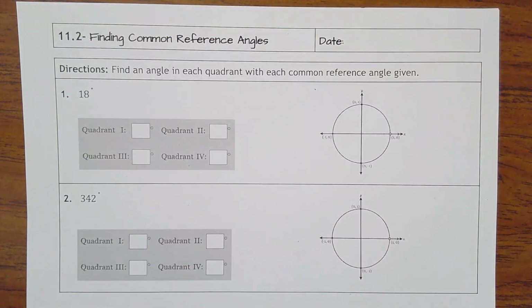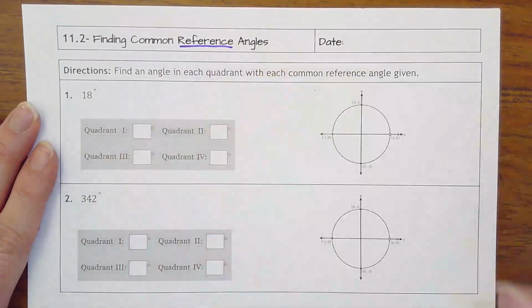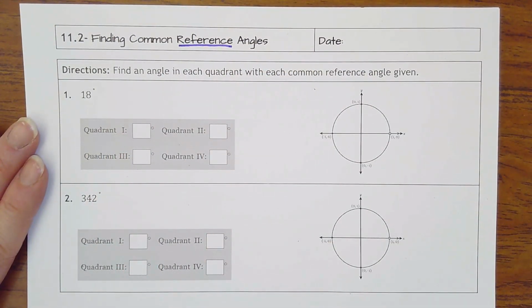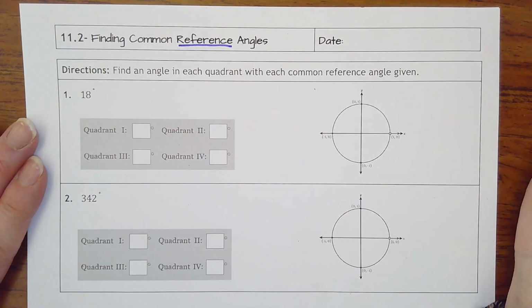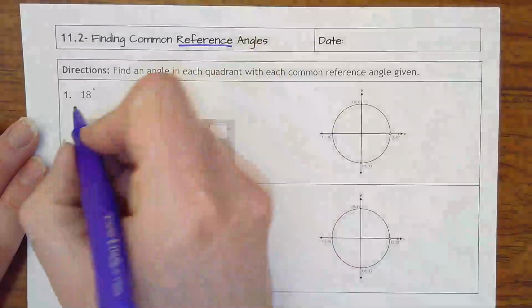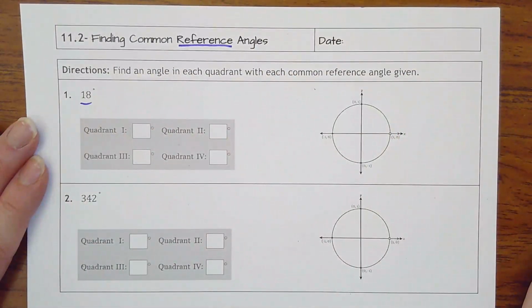Lesson 11.2 is finding common reference angles. So we're continuing on with this reference angle theme, and hopefully this will help extend your knowledge and understanding of what they mean. Directions say to find an angle in each quadrant with each common reference angle given. So right now our reference angle is 18 degrees.